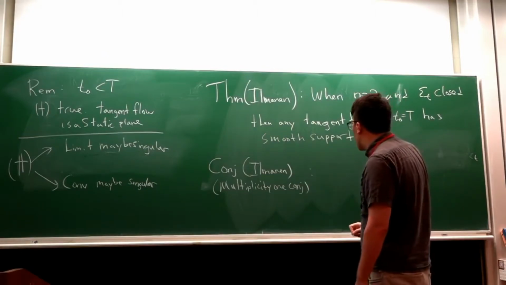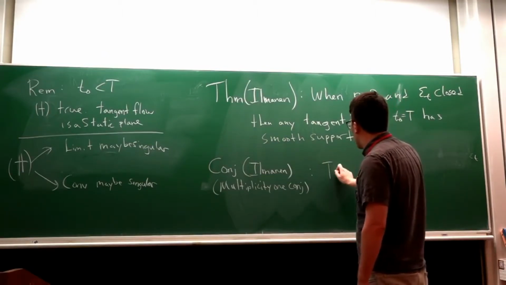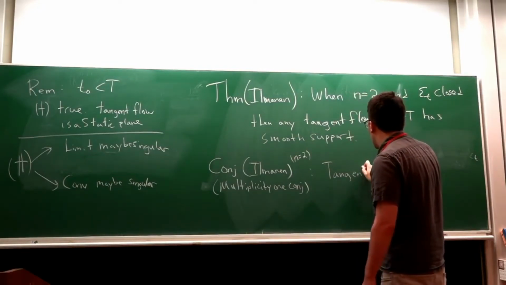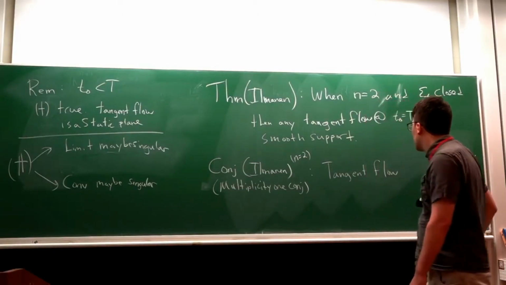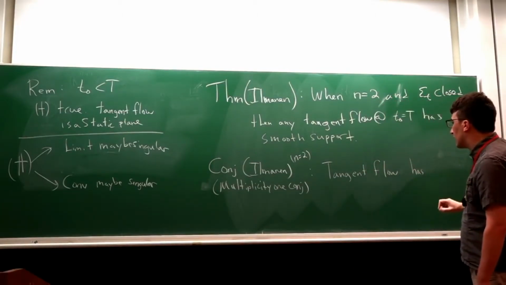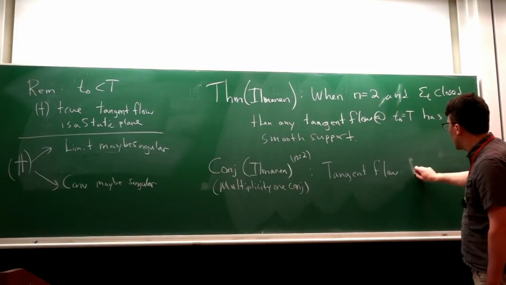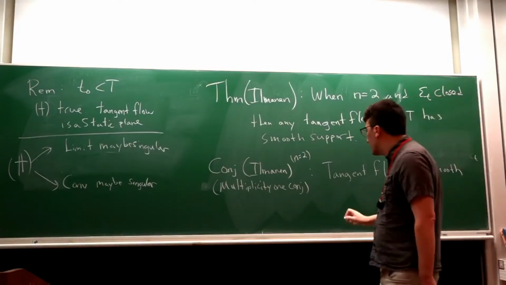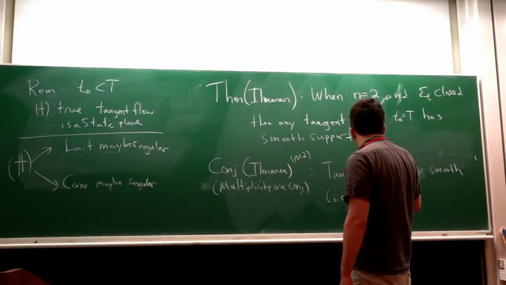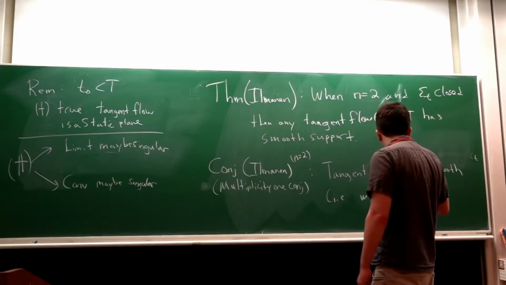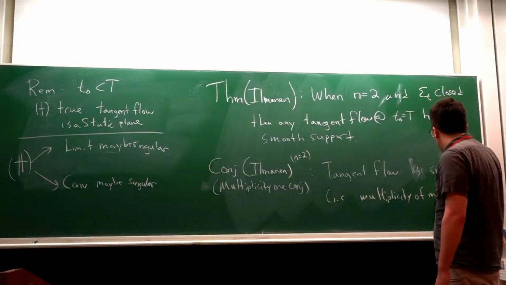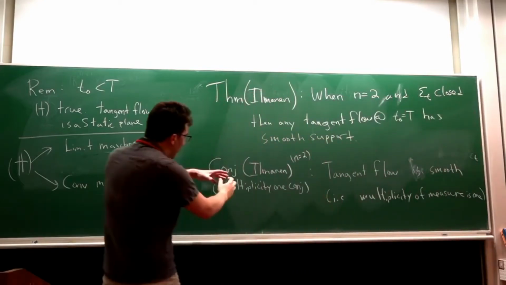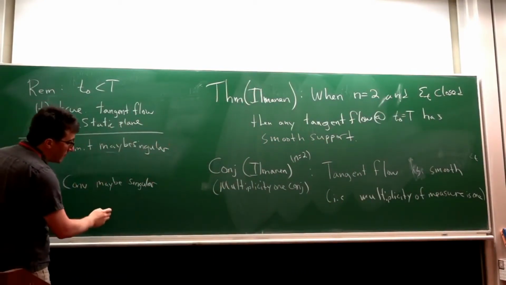This says basically that the tangent flow, and again, let's think about the n equal 2 case, is actually smooth, i.e., the multiplicity of the measure is 1. Right, so the picture is sort of what Ilmanen is saying could happen.